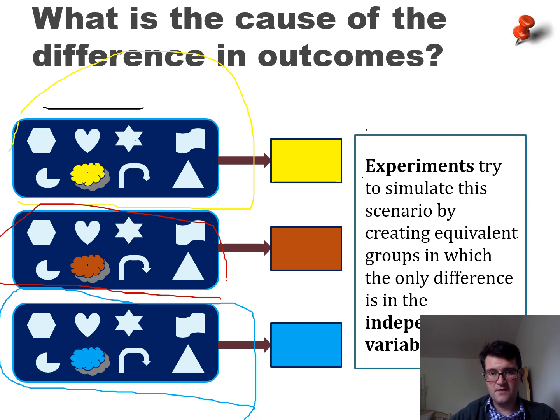So experiments try to simulate this scenario by creating equivalent groups in which the only difference is the experimentally manipulated independent variable. That's what we're trying to do here: make sure that all of these other extraneous factors are balanced between all of the conditions that we're looking at, whether it's race, ethnicity, educational background, industry, whatever it is. We just want to make sure that the only thing that systematically varies between groups is the thing that we as researchers have done.